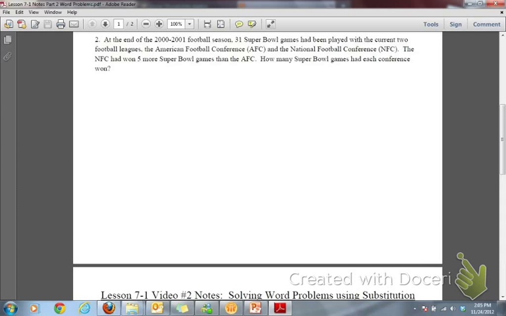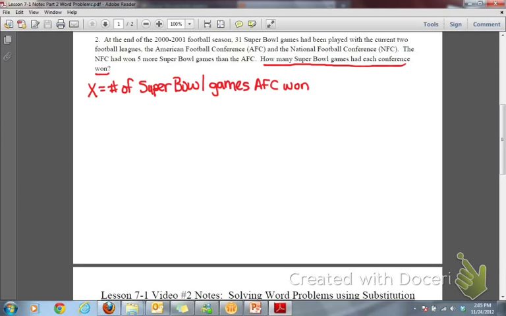So, remember, our first step is to define our variables, and we can usually figure out what to say for X and Y based on what the question is asking and what we don't know. We don't know, or it didn't tell us, how many Super Bowl games each conference had won. That's what it's asking. How many Super Bowl games had each conference won? So I'm just going to say that X equals the number of Super Bowl games that the AFC won. And then Y will be the number of Super Bowl games that the NFC won.